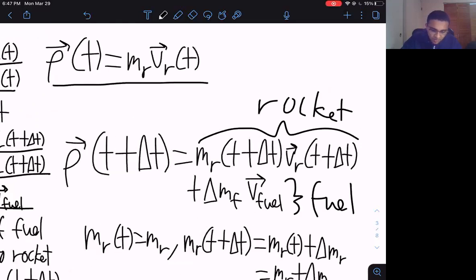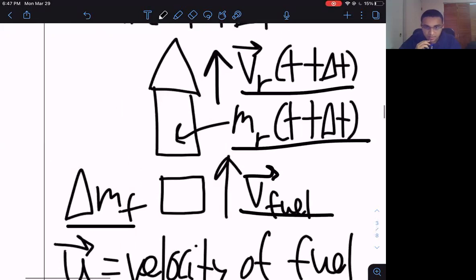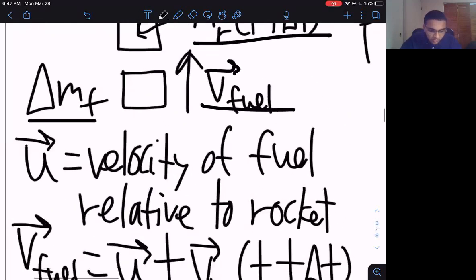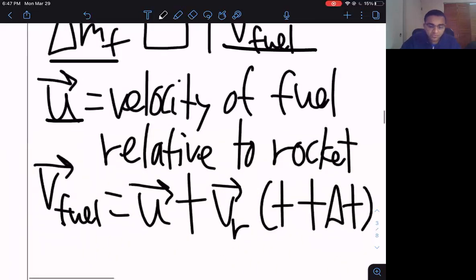One common misconception is that this fuel term is acting downwards, right? Actually, in the ground reference frame, it's acting upwards. In the reference frame of the rocket, it's going downward. So relative to the rocket, it's going away from the rocket, right? But in the ground reference frame, it's actually moving upwards. So let's elaborate on that. We have this velocity u, which is the velocity of the fuel relative to the rocket. Remember that because it's important to the derivation. So it's the velocity of the fuel in the reference frame of the rocket.